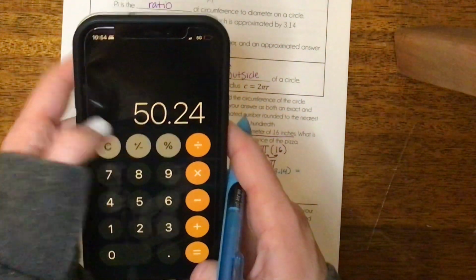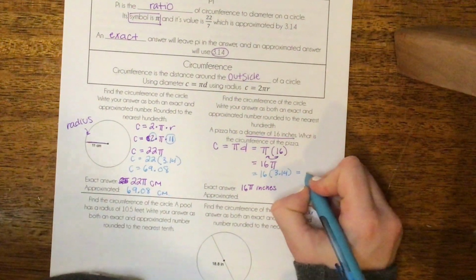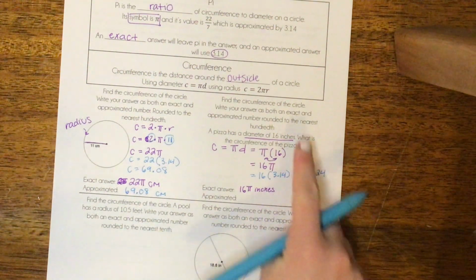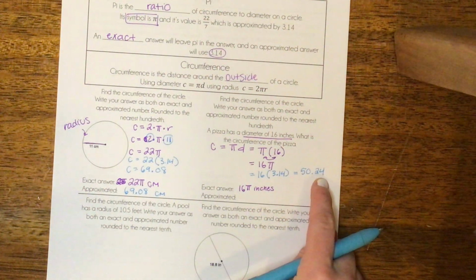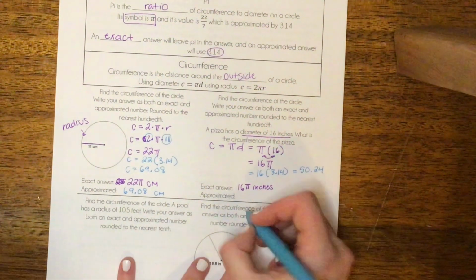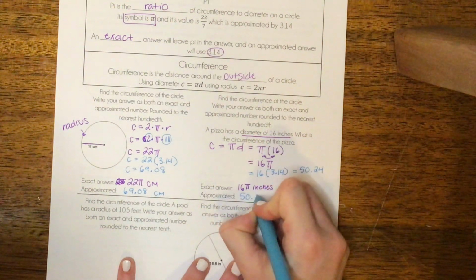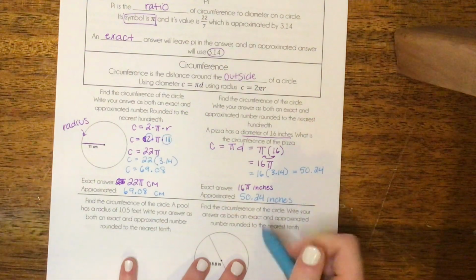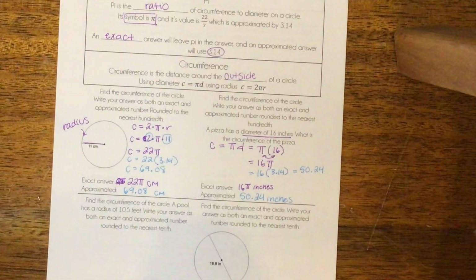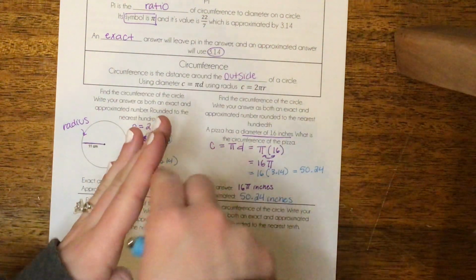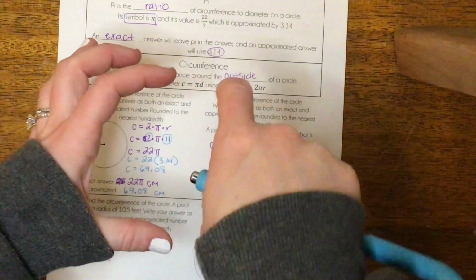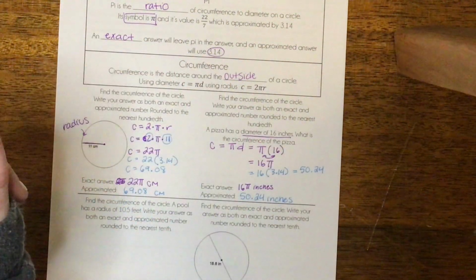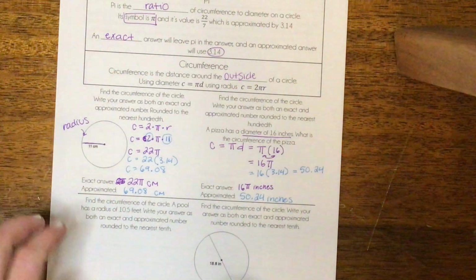Is 50.24. And again, it already stops in the hundredths place. I don't need to round it. So the distance around the outside, if I was a tiny little ant and I walked around the outside of that pizza, I would have walked 50.24 inches.